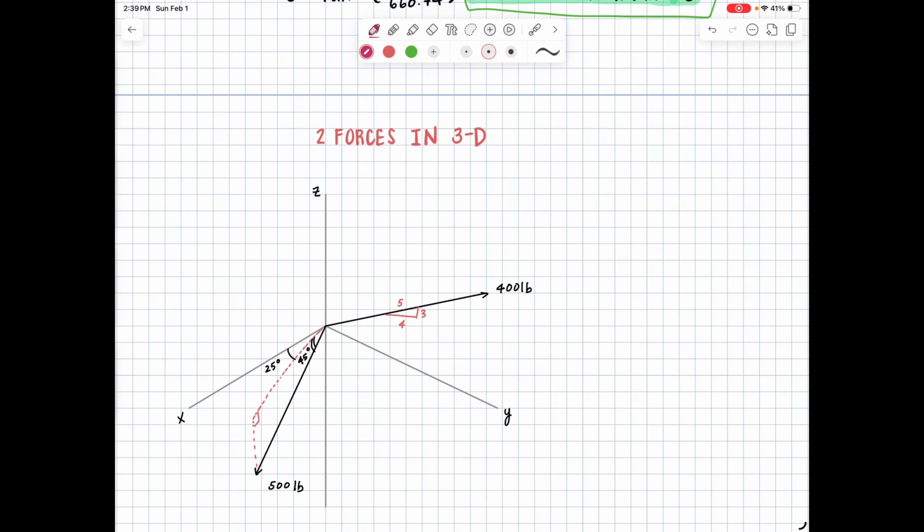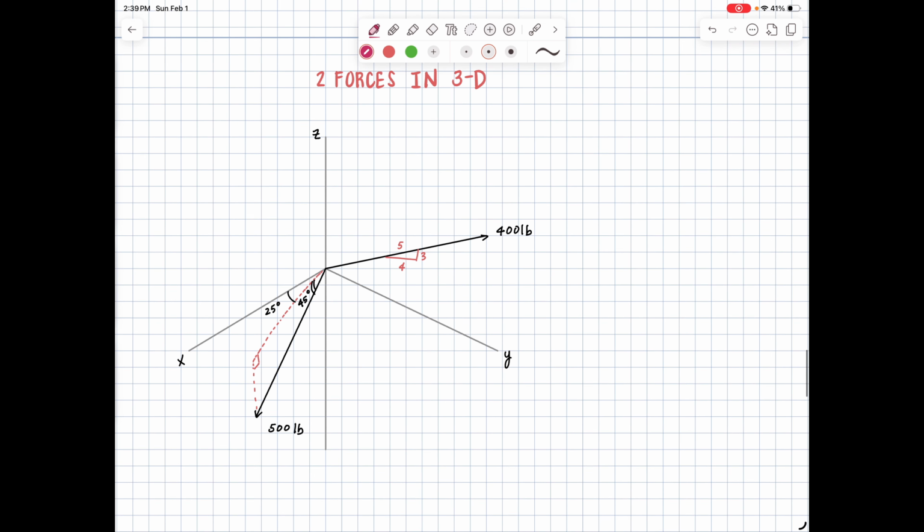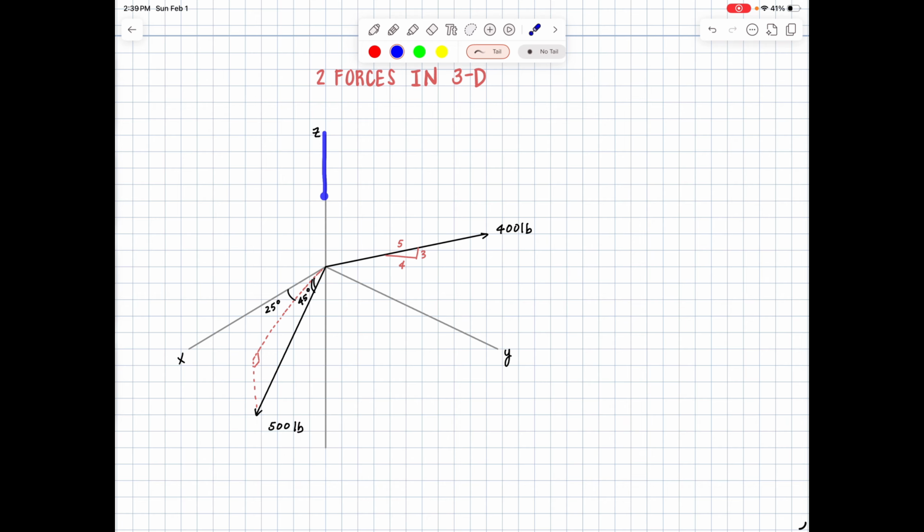Guys, in this video we're going to be looking at two forces in 3-dimension. In previous videos we've looked at forces in 2-dimension, so what we're doing differently here is adding our z-axis over here. We have our x-axis which runs this way and our y-axis which runs this way. So let's get started. Let's start by labeling our forces.